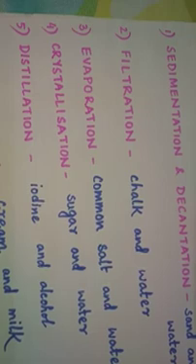What is the difference between sedimentation, decantation and filtration? The difference is that in the case of sedimentation and decantation, the solid does not dissolve at all in the liquid, and it completely settles down at the bottom of the liquid, so you can just decant the liquid and your work is done. Filtration is not that easy.